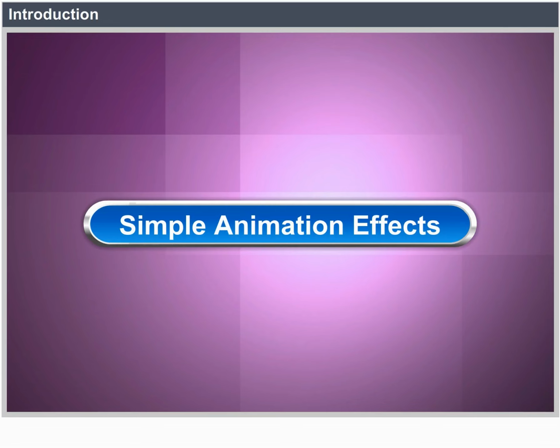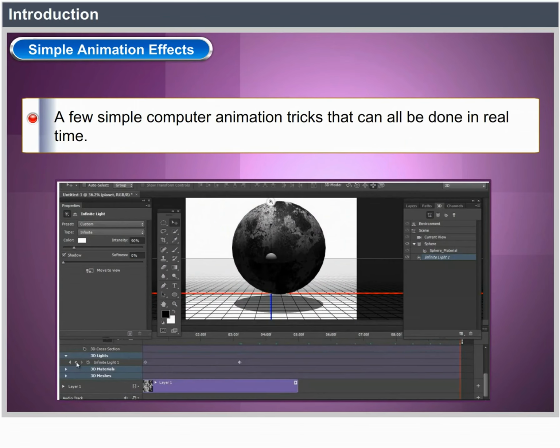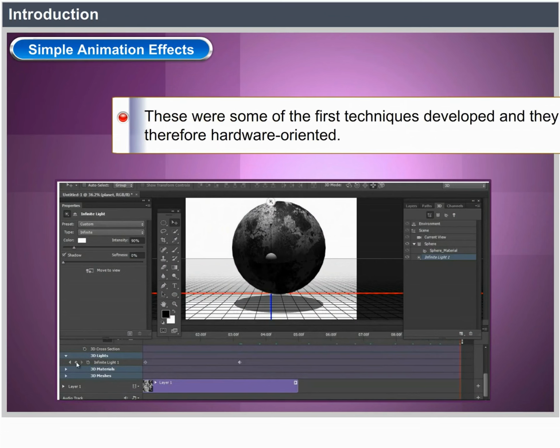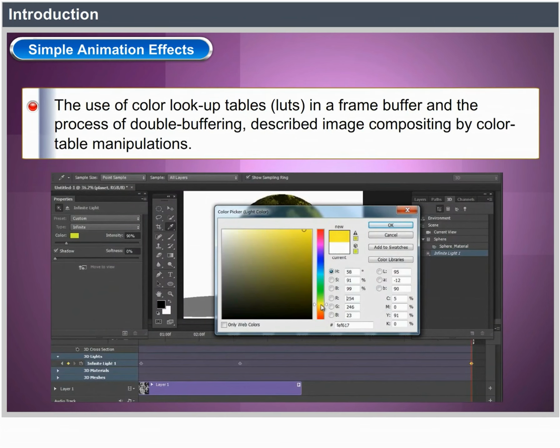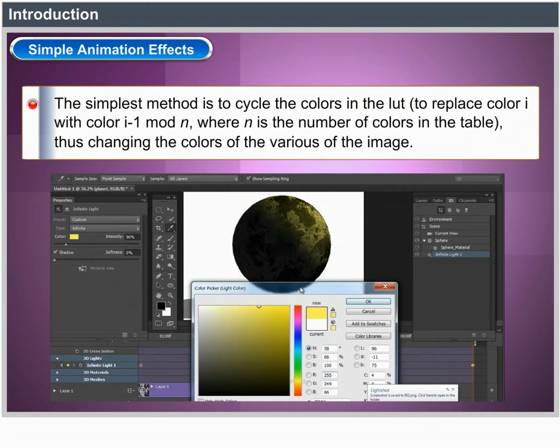Simple animation effects. A few simple computer animation tricks can all be done in real time. These were some of the first techniques developed, and they are therefore hardware-oriented. The use of color lookup tables, LUTs, in a frame buffer, and the process of double buffering describe image compositing by color table manipulations. The simplest method is to cycle the colors in the LUT to replace color i with color i-1, mod n, where n is the number of colors in the table, thus changing the colors of the various parts of the image.